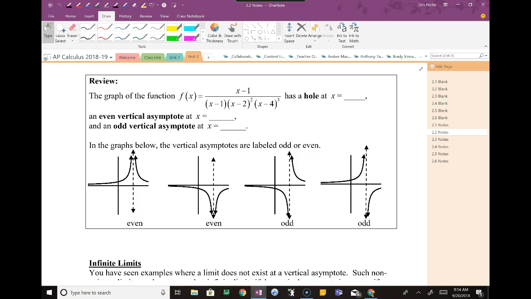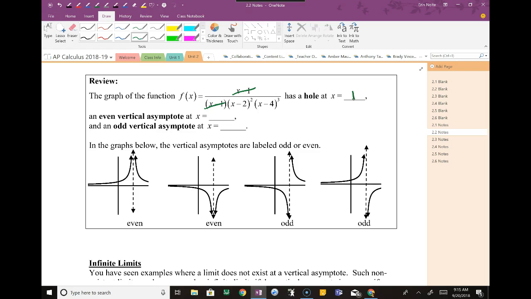Is there a quantity that would cancel with the top quantity? Anything that cancels creates a hole. That leads us right into it, and we know that there is a hole at x equals 1, the value that makes that quantity 0. Anything else is going to be vertical asymptotes.